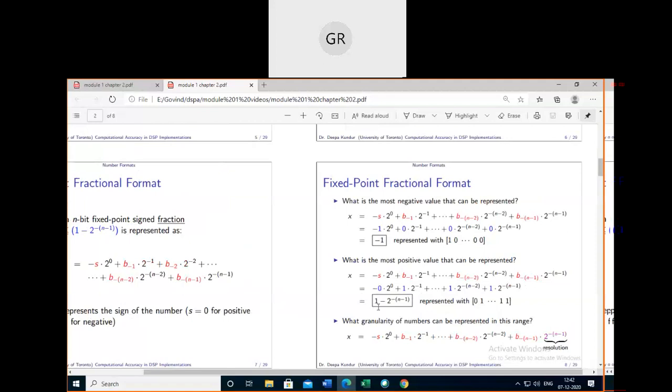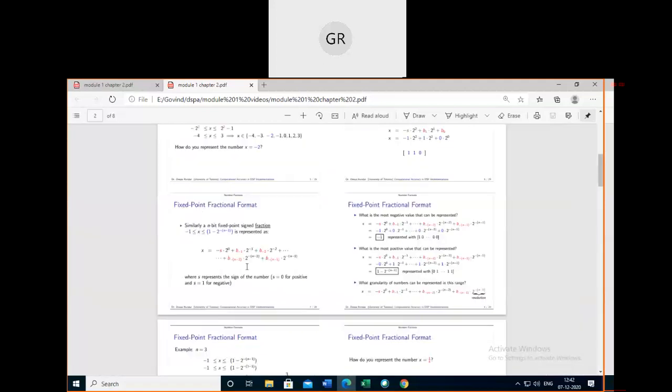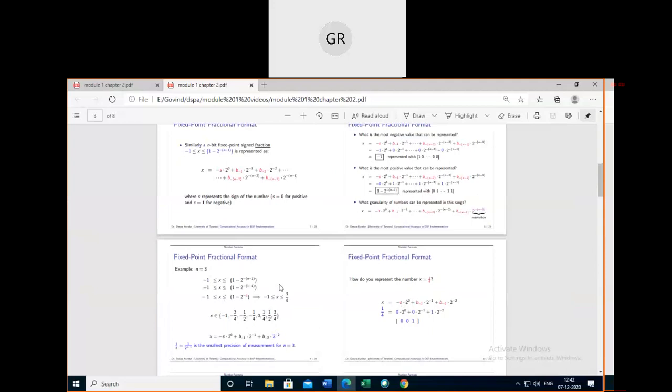Go through the number representation here, and just go through this problem.